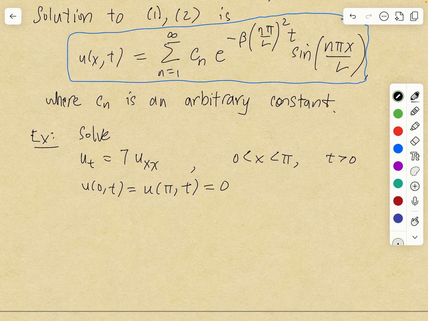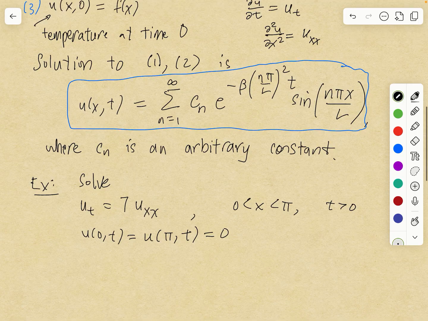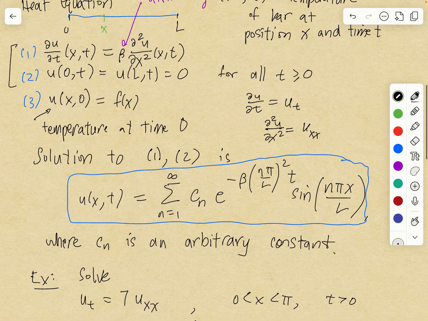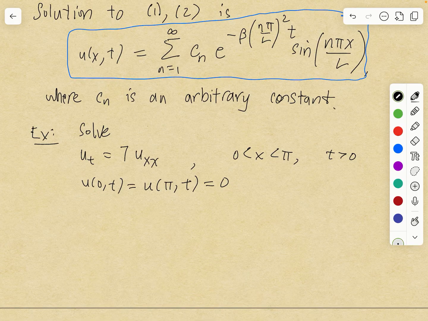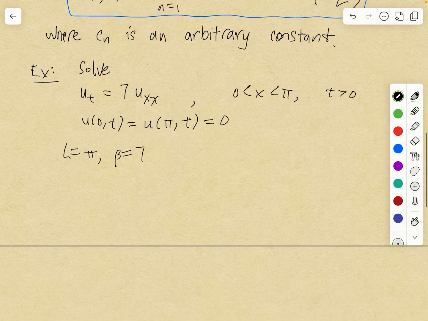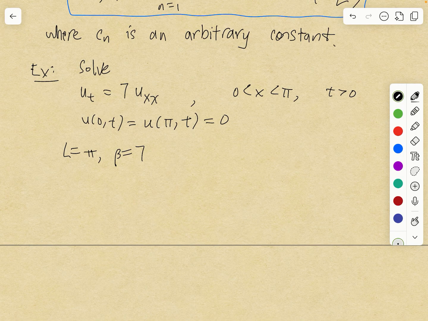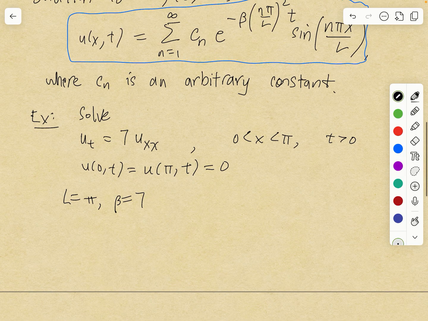Okay, well, that's not that bad because we just have to figure out L and beta. Well, they basically tell you what L and beta are. So L is pi and beta is 7. And so by the equation u of x,t, we just substitute 7 and pi.